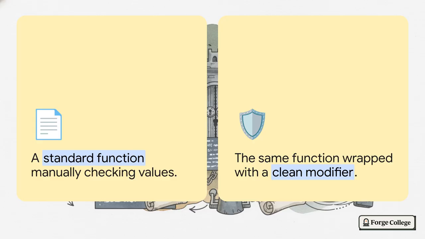But if you look over on the right, it's the exact same function, but now it's wearing this clean little modifier wrapper called onlyOwner. The function body itself is now hyper-focused on its one primary job, setting the value. The onlyOwner modifier handles all the access controls somewhere else. It's readable, it's modular, and honestly, it's just so much clearer.